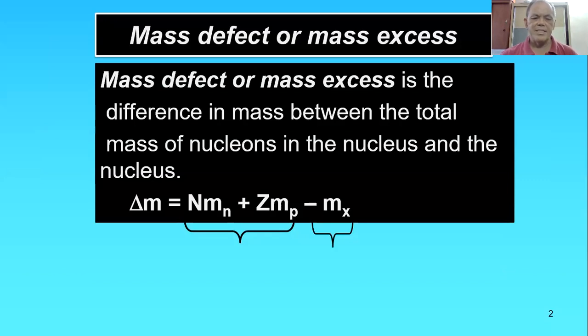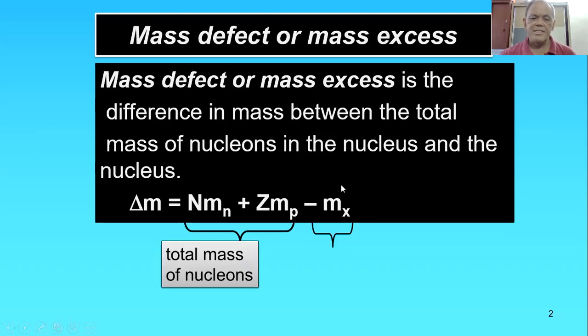Or in mathematical symbol, this is the total mass of neutron. This is the total mass of proton. And this is the mass of the nucleus. Right? Delta M, just to show a small difference.